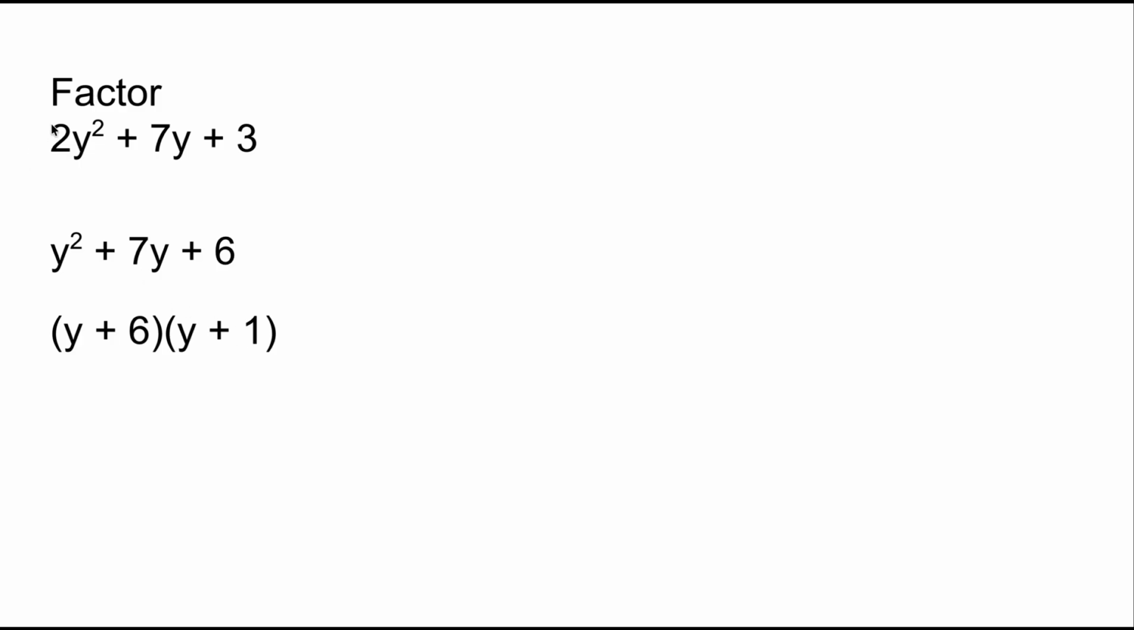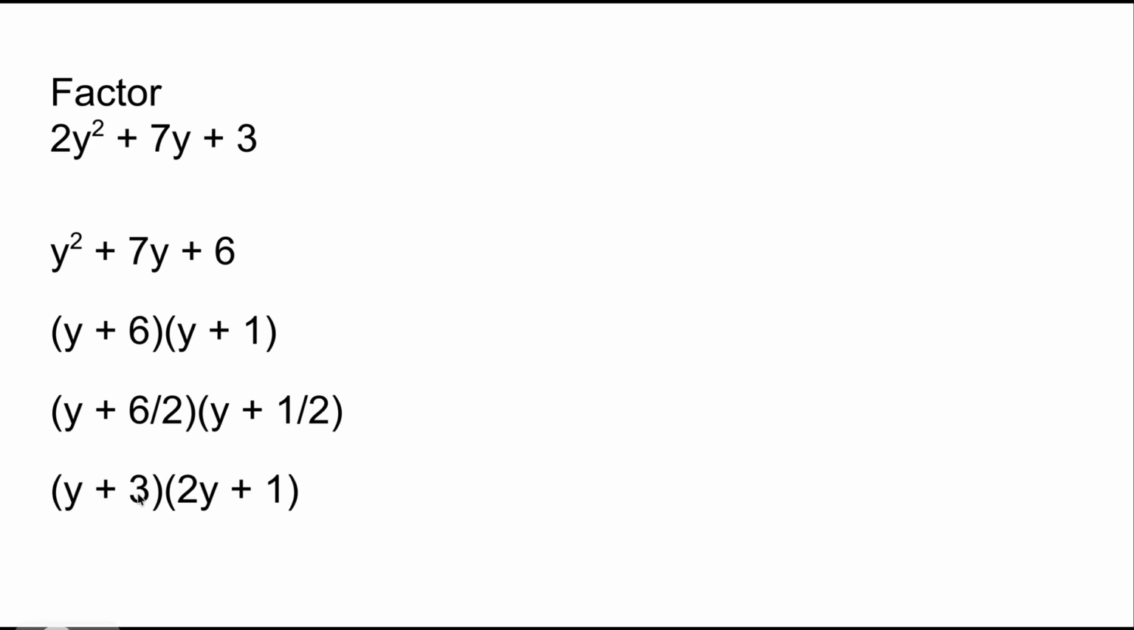And now since we multiplied by 2, we're going to do the opposite and divide each of these constants by 2. So here it is written, 6 divided by 2, 1 divided by 2. Now the only ones we're going to keep are the ones that are evenly divided. So 6 divided by 2 is an even 3. So we're going to write y plus 3. 1 divided by 2 will not give us a whole number. So therefore, we're going to slide the 2 back in front of this y, and it's going to be 2y plus 1. We're going to keep the 1, move the 2. So y plus 3 times 2y plus 1 is our factored answer.